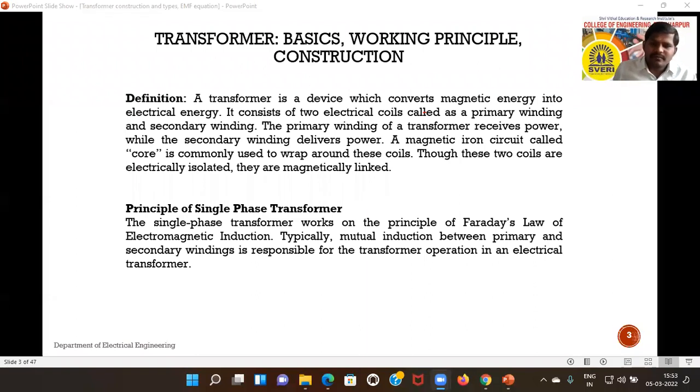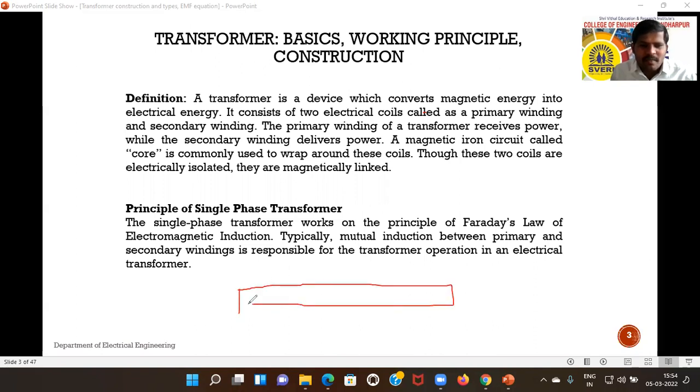Anyone? No one. Okay, I will tell the mutual induction principle. See, there are two coils. That means in the case of a transformer, there are two coils, a first coil and a second coil. Suppose I am drawing here, that is a coil. This one is the core, we can say it is an iron core. On that core, there is a coil wound. So this one is the first coil.